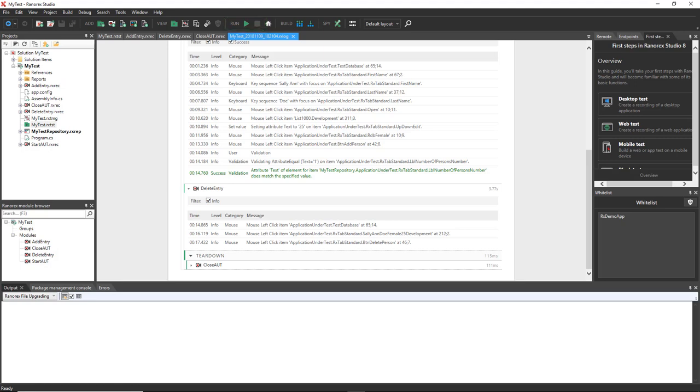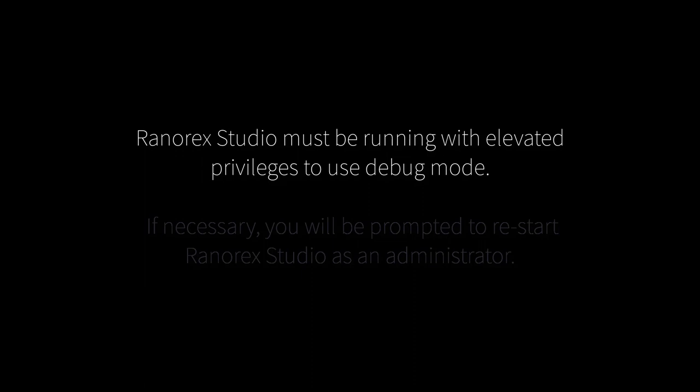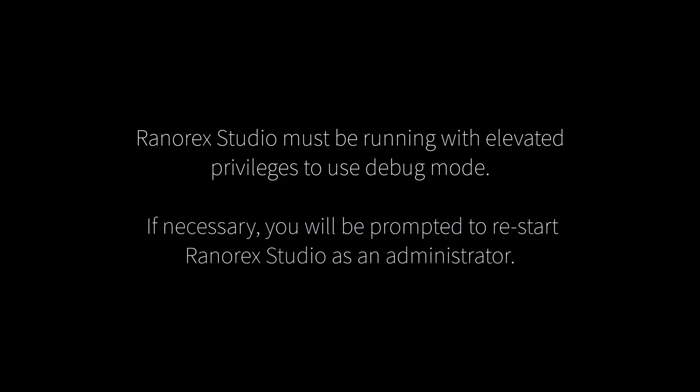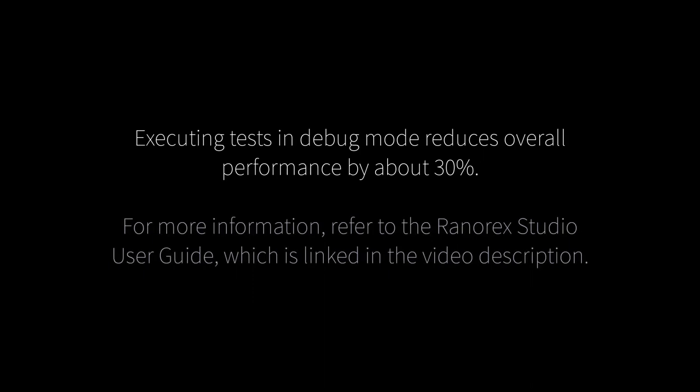To the right of the Stop button is the Debug Mode button, which enables or disables debugging. Ranorex Studio must be running with elevated privileges to use Debug Mode. If necessary, you will be prompted to restart the application as an administrator. Be aware that executing tests in debug mode reduces overall performance by about 30%. For more information about debugging recordings, refer to the Ranorex Studio User Guide, which is linked in the video description.